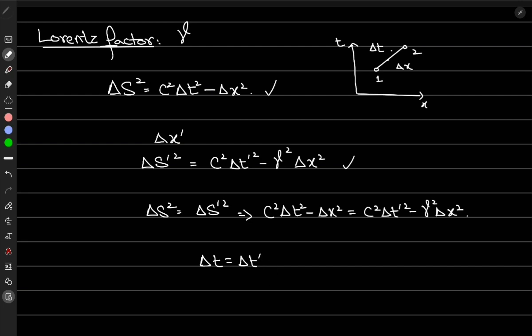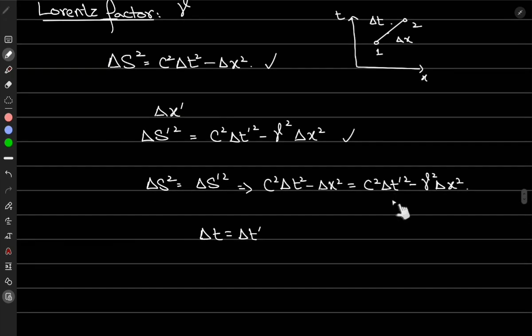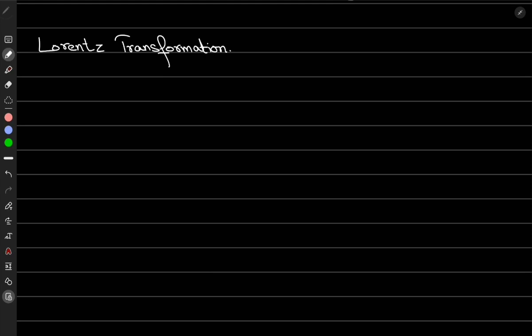If the two events are simultaneous, then you can just solve this thing for gamma, and you would see that gamma is equal to 1 over the square root of 1 minus v squared over c squared. And that is the derivation of the Lorentz factor. Right, so while we're at it, we can talk about the Lorentz transformation.